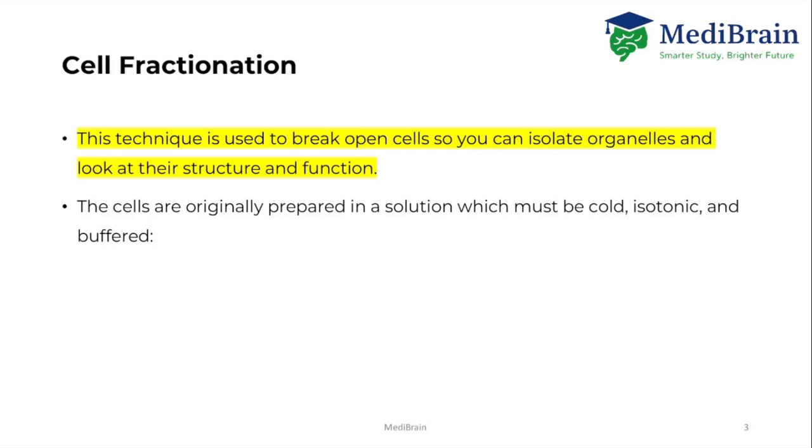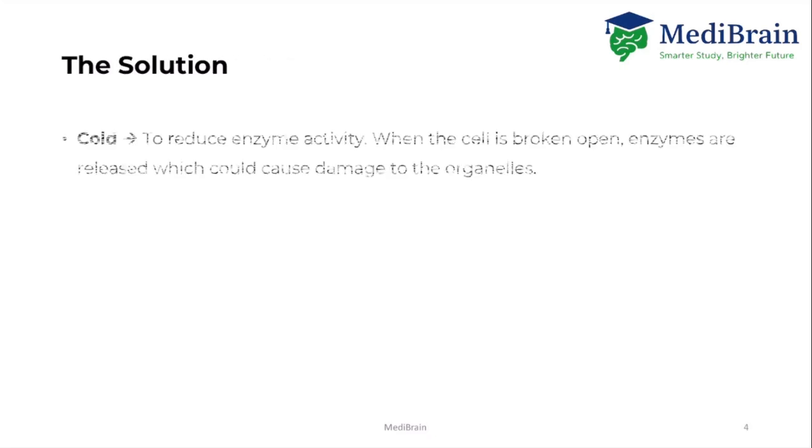And in order for those cells to break, we need to mix the tissue that we have cut up, the tissue that we have broken down into small pieces, with a solution. And that solution must be cold, isotonic, and buffered. Okay, and we're going to have a look at why it needs to be cold, isotonic, and buffered. So we've cut up our pieces of onion tissue into small pieces and we've just put it into a solution.